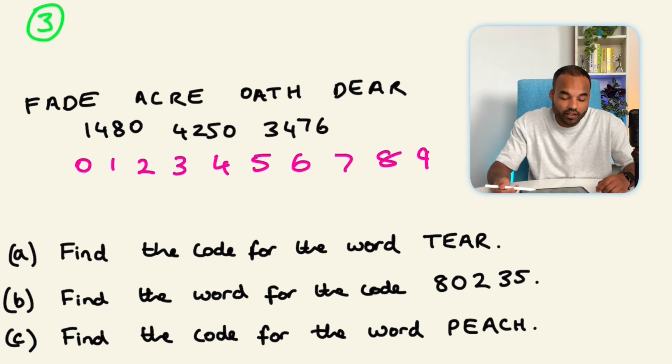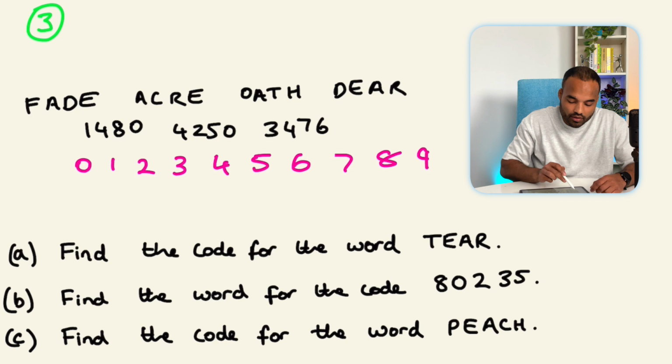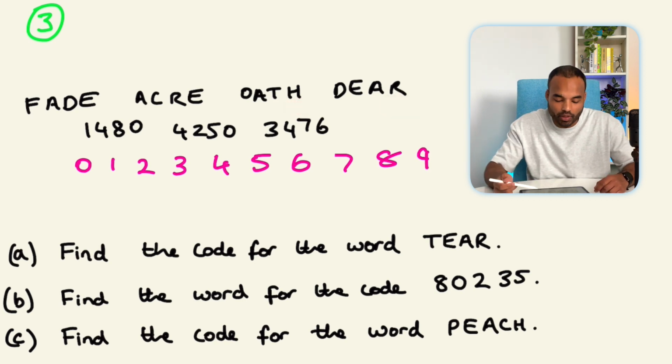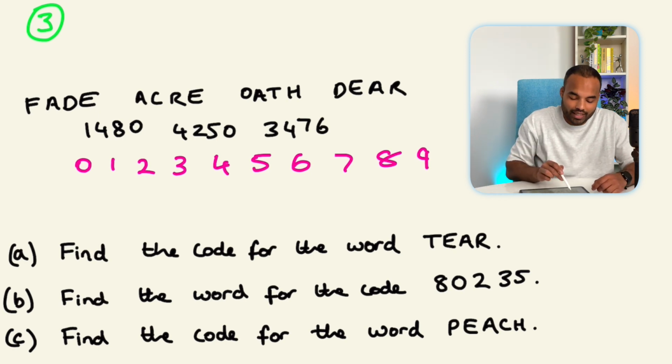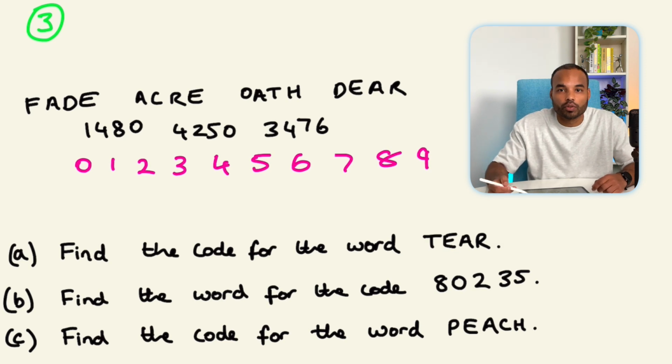Next thing, see if you can find the same letter in the same position of different words. So I can spot that 2 of the words end in an E. Oath ends in a H. Deer ends in an R. Right, so do I have 2 number codes where the last number is the same? Yes, 1480 and 4250. So fade and acre must be represented by those 2 number codes.